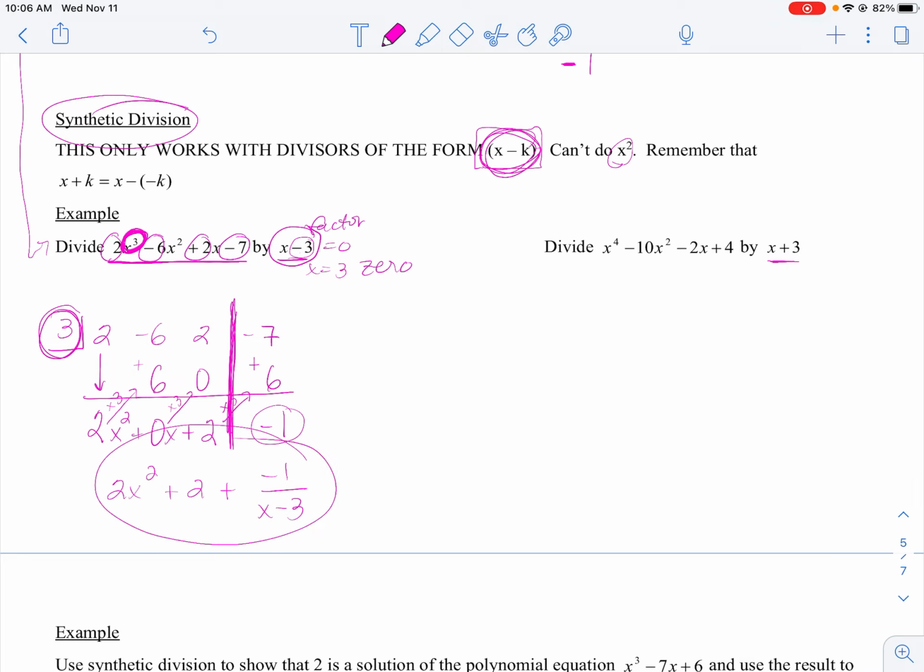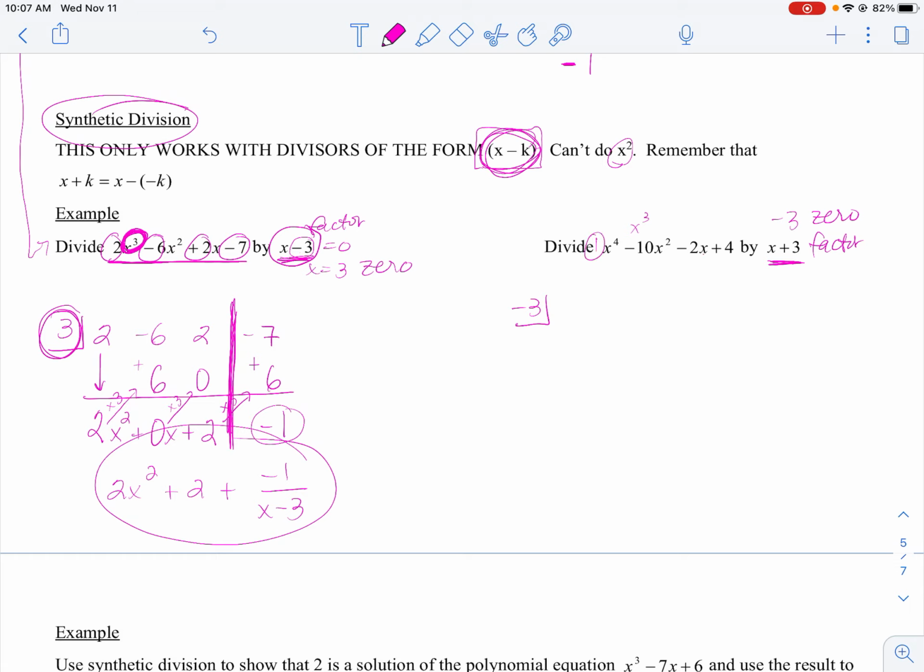And again, synthetic only works if you have a nice divisor. So you have to have just an x and a number, and that's all you get to have. So doing the next one, again, this is our factor, which means that our 0 is negative 3. So that's the number that's going to go in the corner. The problem with this one is you're missing an x cubed power. You have an x to the 4th, an x squared, and x, and you're missing the cubed.